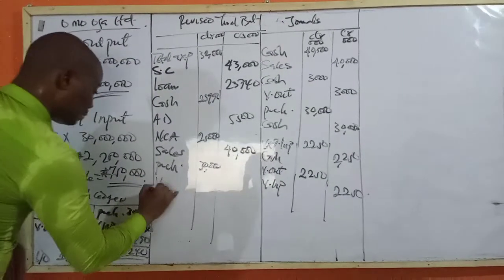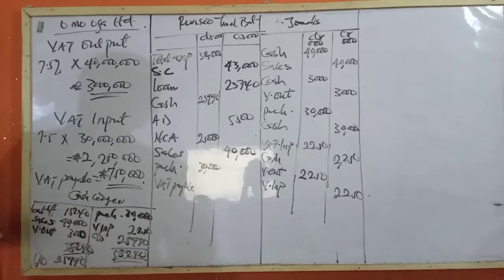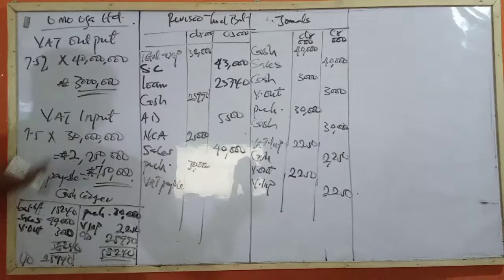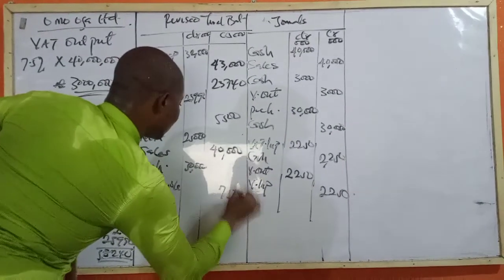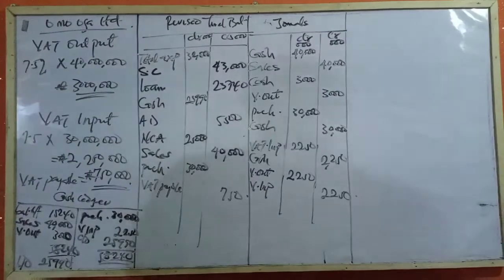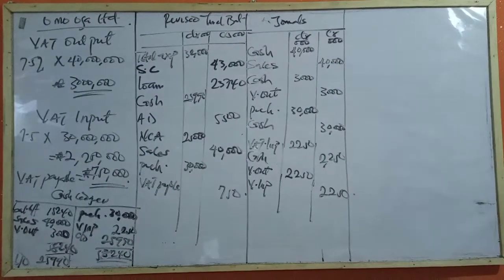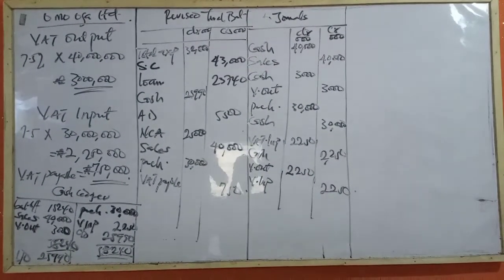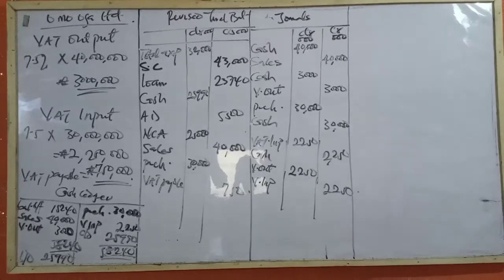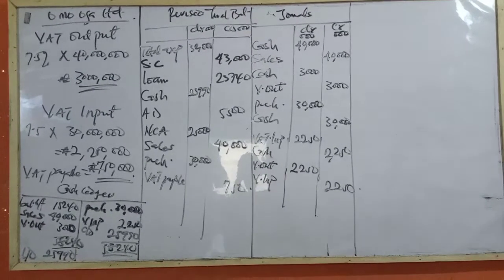So we can say VAT payable. What's the VAT payable now? Of course, the output is more than the input, so there's a liability, abi? Of 750. So with this now, you can test the revised trial balance. Let's be sure that we've taken all the necessary journals in there.